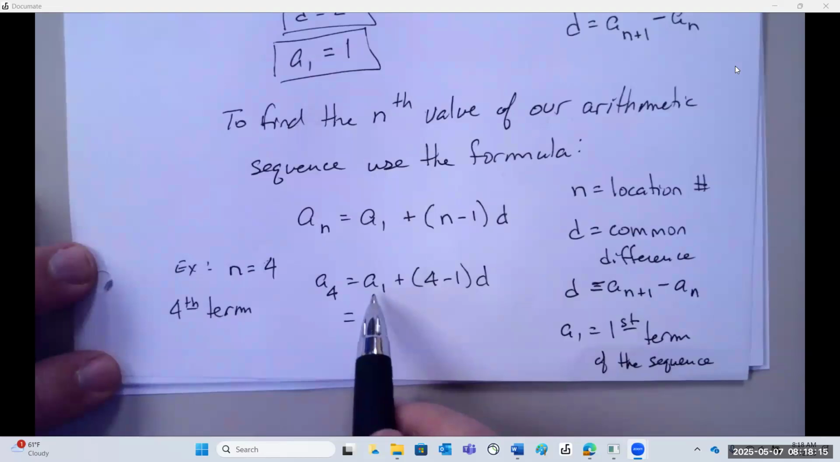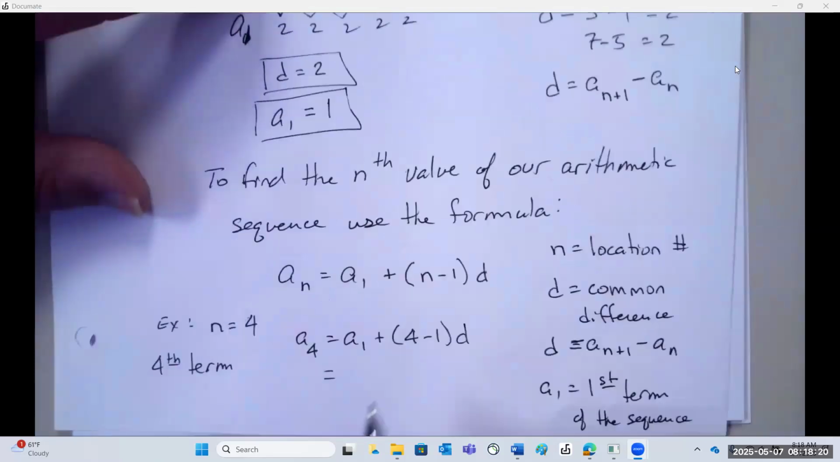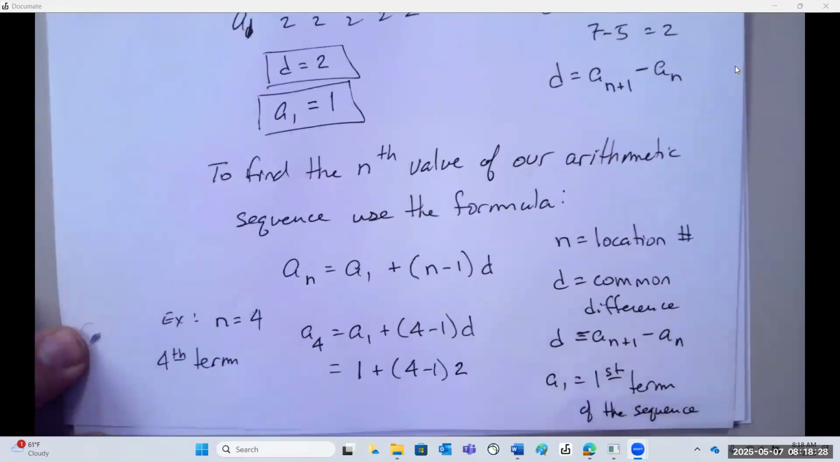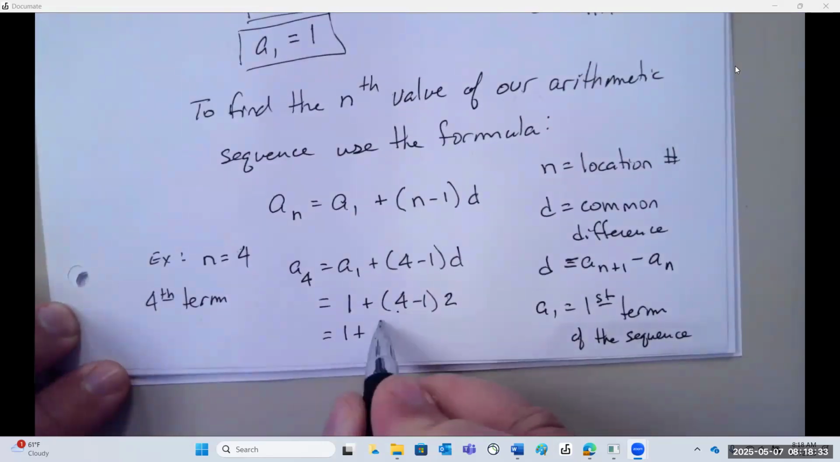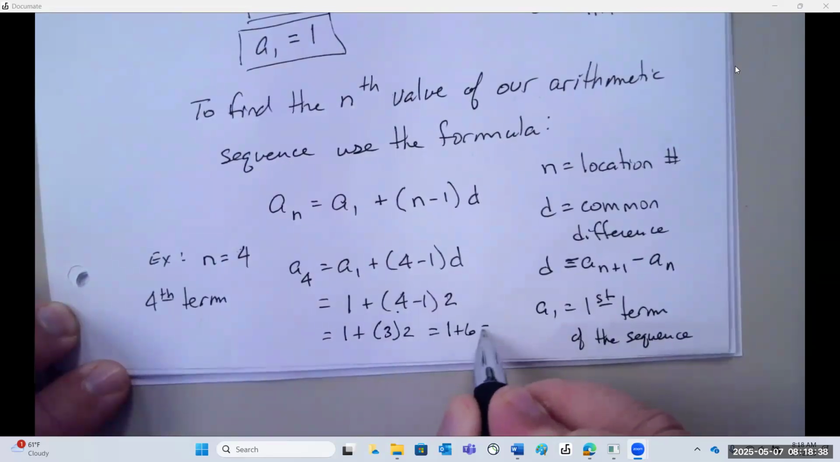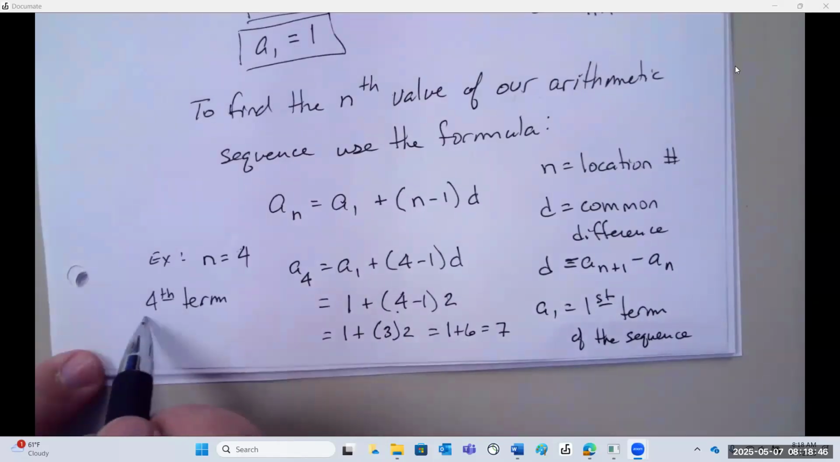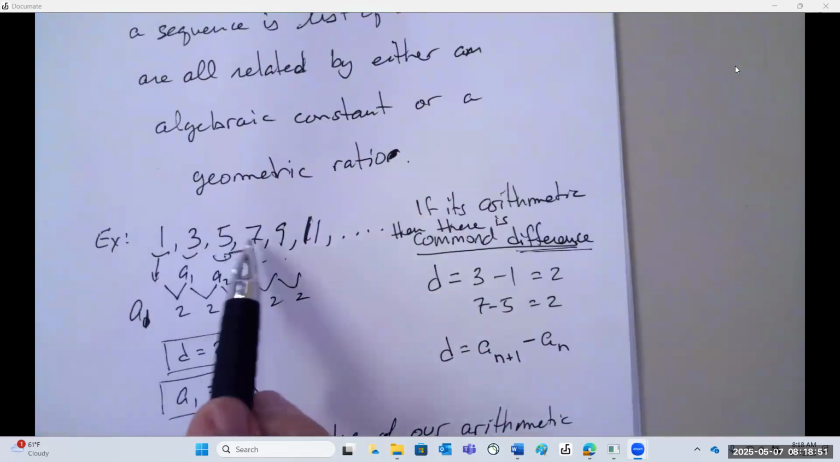What is a sub 1? The first term in our sequence is 1. So it's 1. What's the difference between each of our numbers? 2. 4 minus 1 is 3 times 2. 1 plus 6 is 7. So the fourth term in our sequence is the number 7. 1, 2, 3, 4. Sure enough, it is.